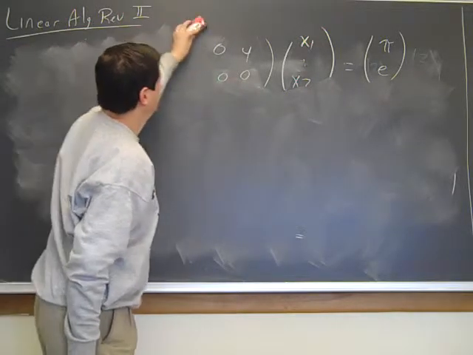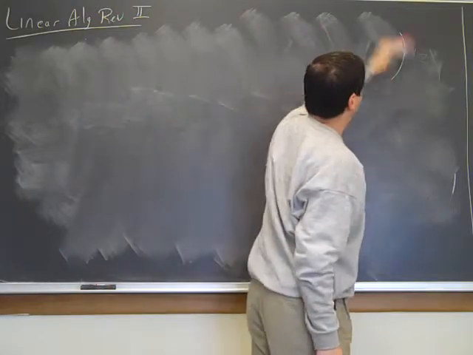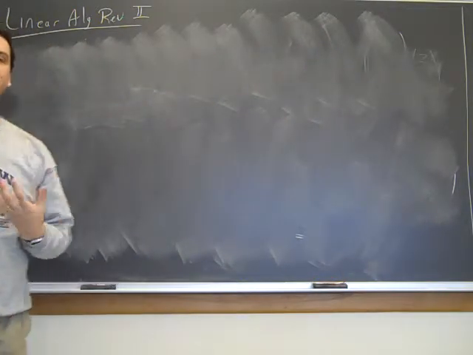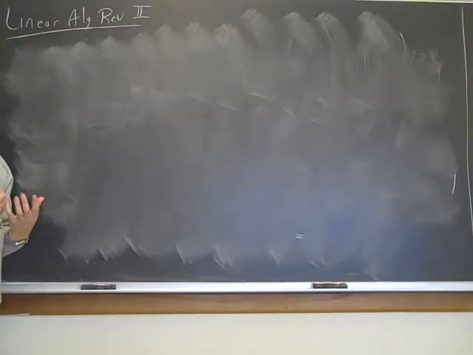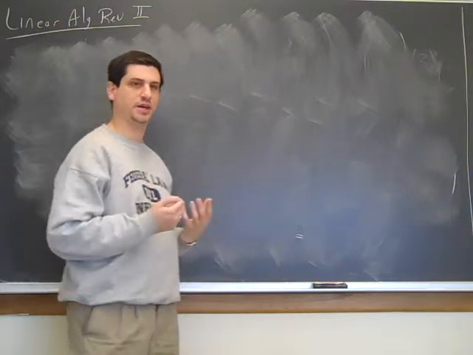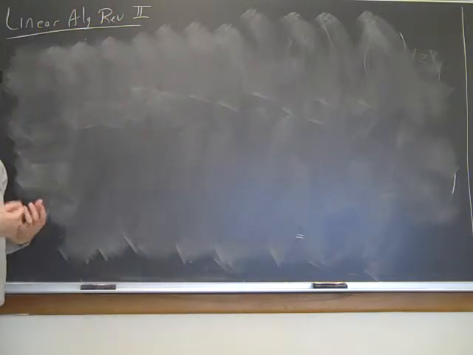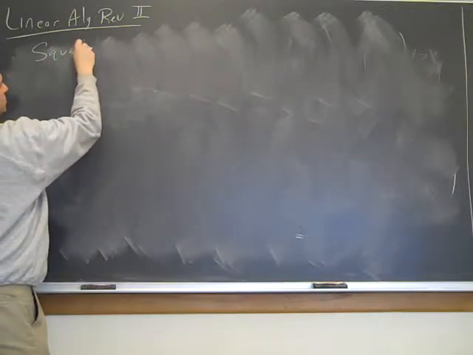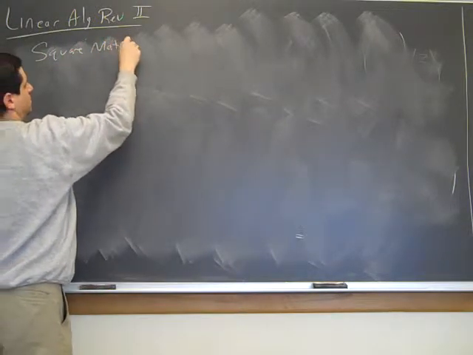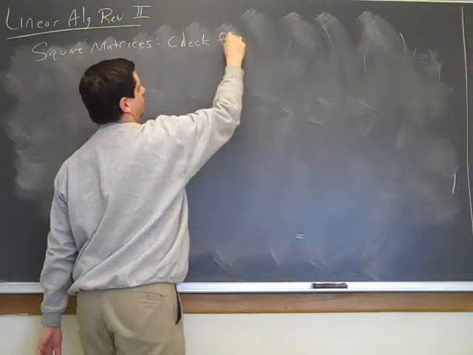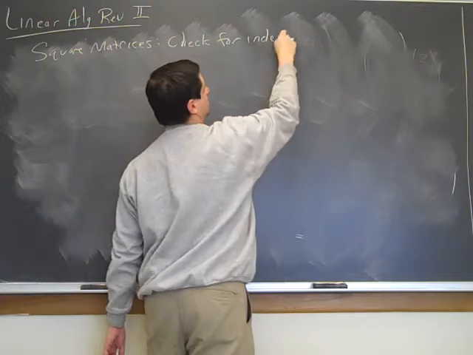So what we've hopefully seen is that in trying to find out whether or not there's a solution, it really comes down to how many independent columns do you have, what's the space they span, and is your target in that space. So for square matrices, there's an easy way to check. For square matrices, you can check for independence easily.